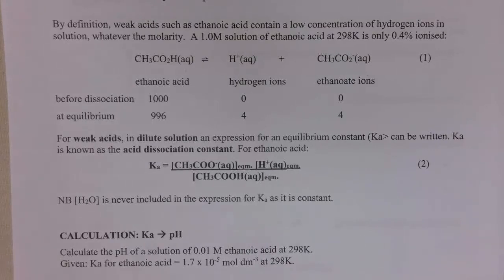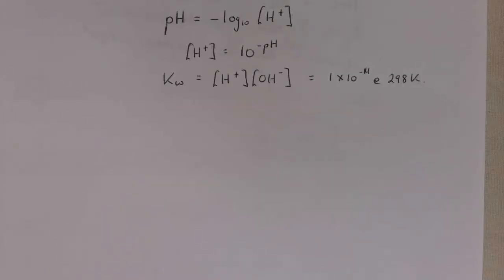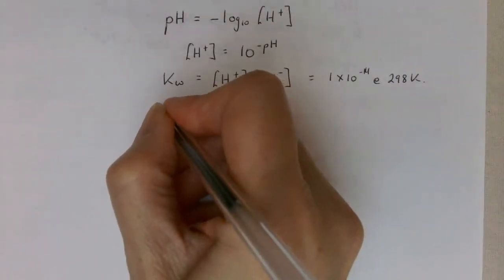We have to use Ka, the acid dissociation constant. Notice this is not Kc. Please notice that water is never included, as it's always a constant in these expressions. So we need to add a new equation to the list of equations that we've got to learn. And this is the expression for Ka.